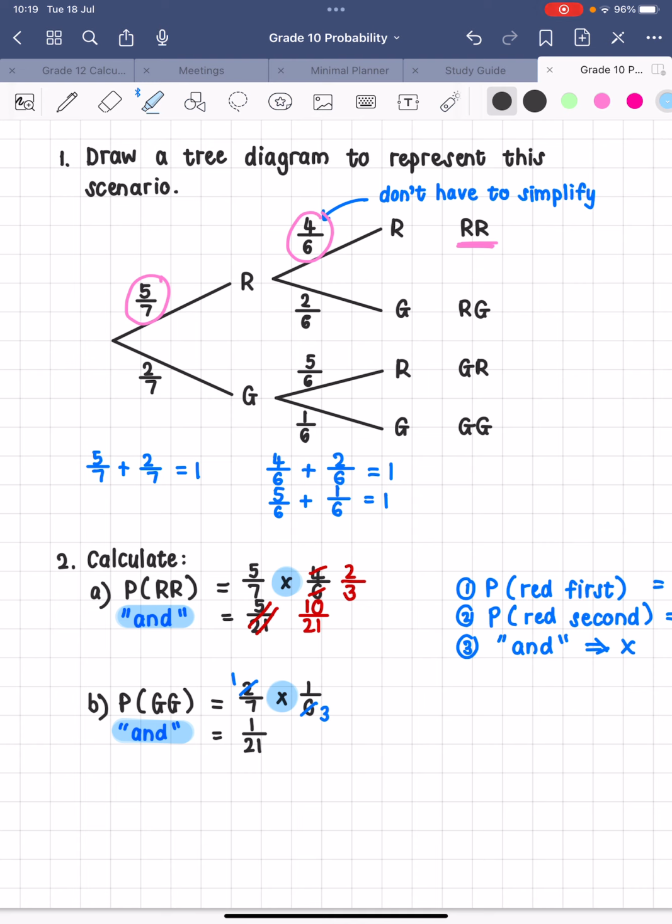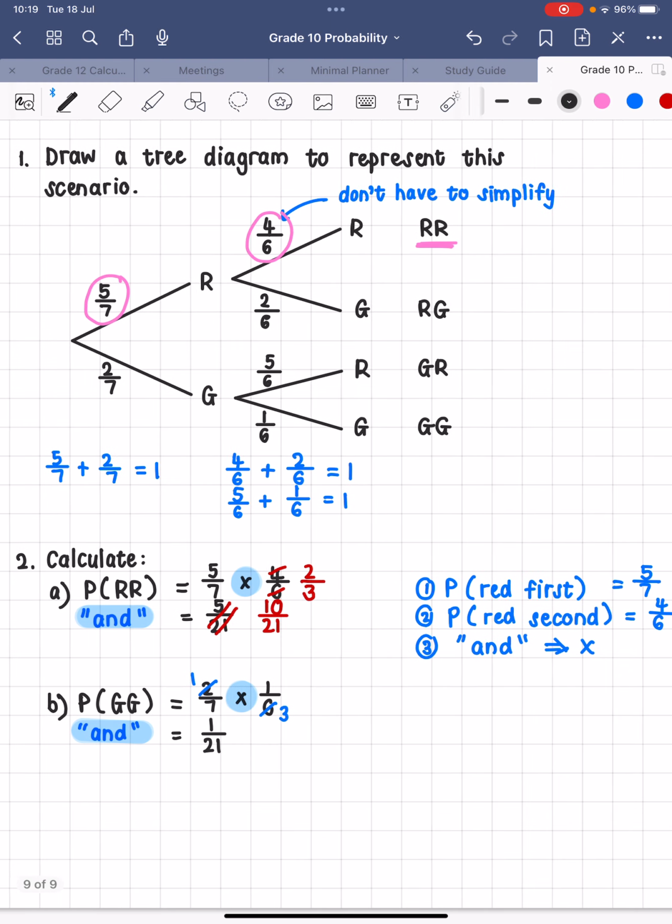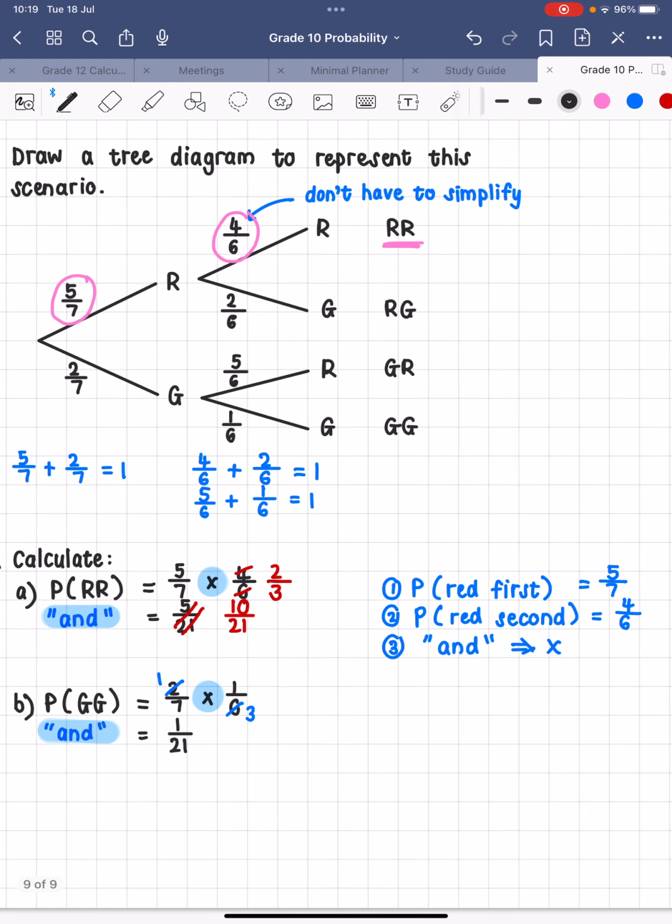Okay, now for C. I don't really have enough space, so I'm going to do it next to this one. So C is the probability of red, red, or green, green.